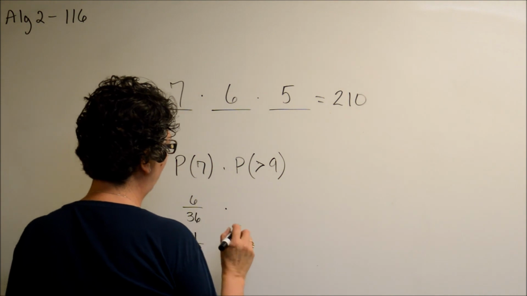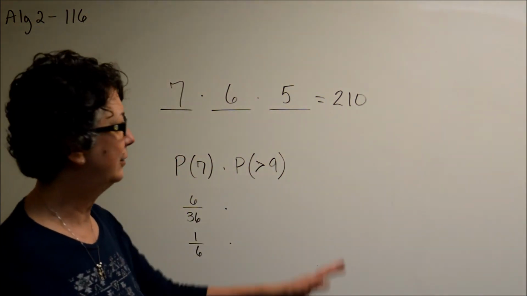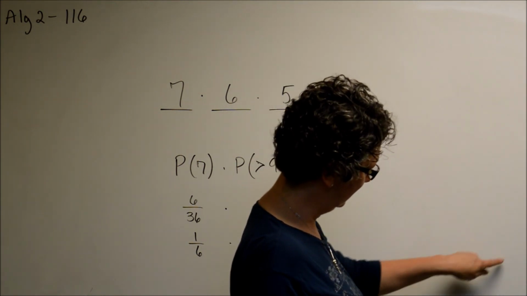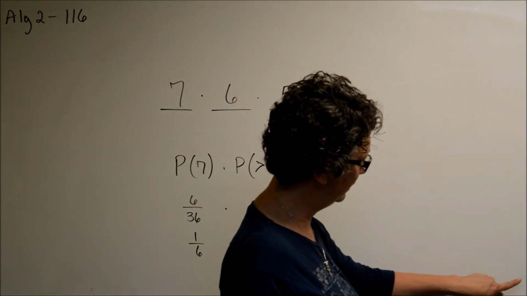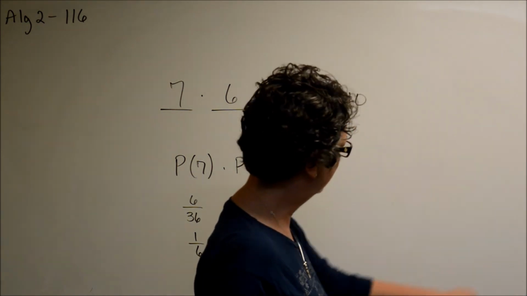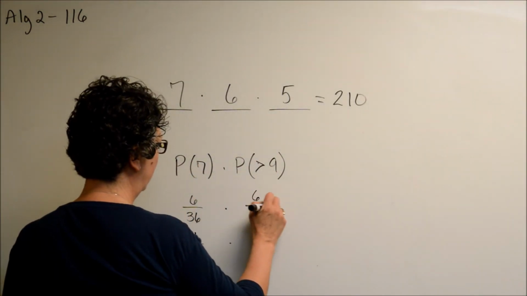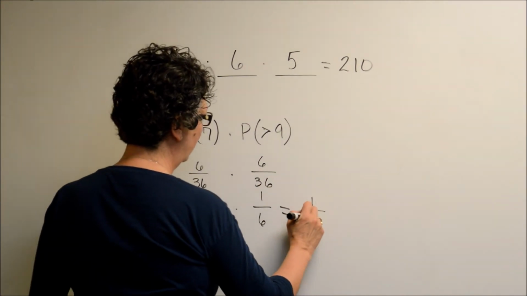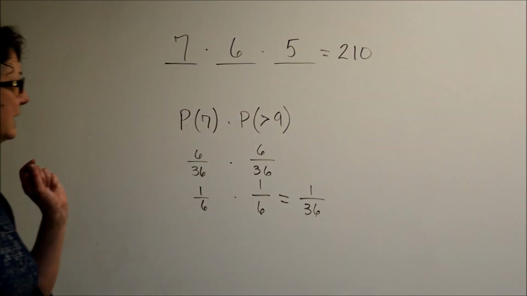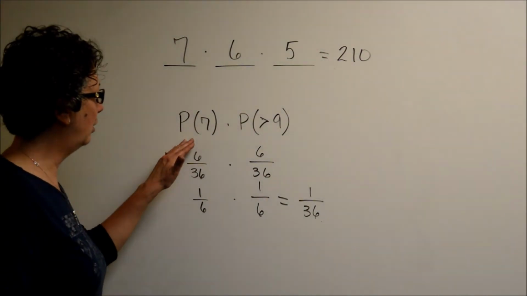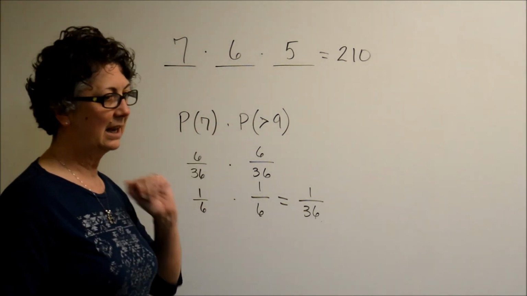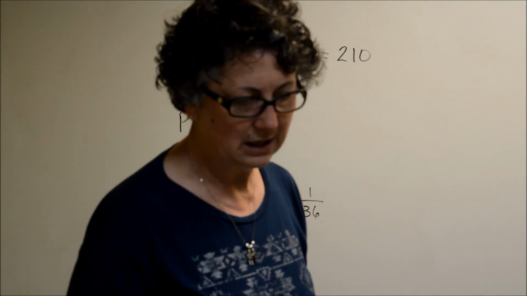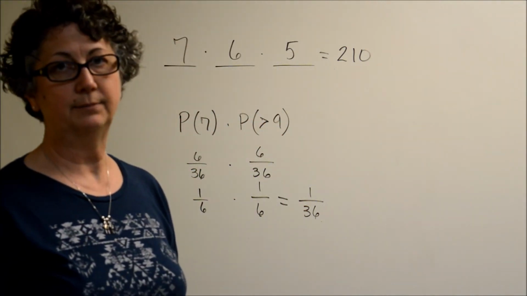If you still have your chart, we had 36 possible over here. Greater than 9 was the 10s, which there was 3. The 11s, there's 2, and 1 12. So that's 6 out of 36, or 1/6. So we multiply those together, and it's 1 out of 36 chance that on the first roll we roll a 7, and on the second roll we get a sum greater than 9. All right, thank you very much.